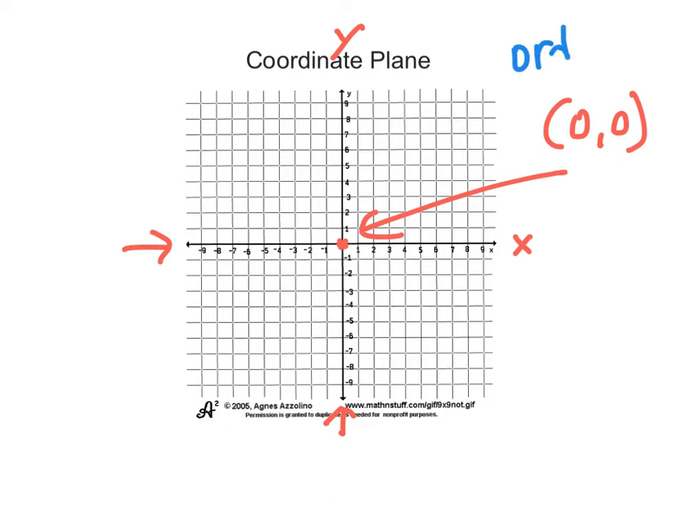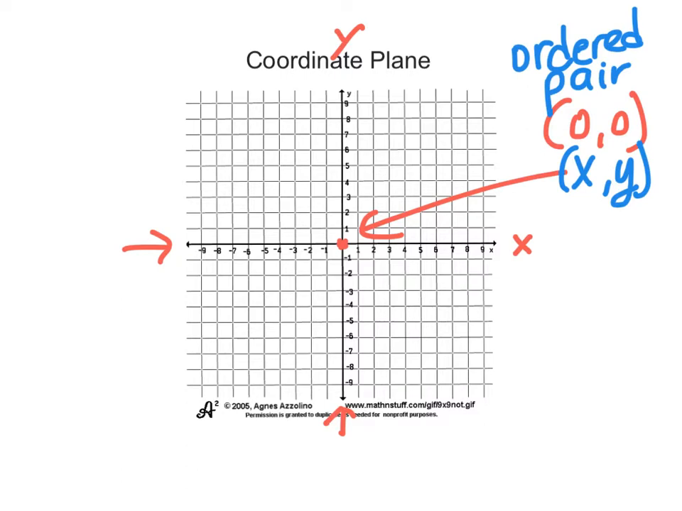Now you can call it a point, but the technical name for a point that's on a coordinate plane is an ordered pair. And the first value is always the x value of our ordered pair, and the second value is always the y value. So whenever we plot coordinates on a coordinate plane and we're given the points to plot, the first number given to us would be the x, the second number would be the y.